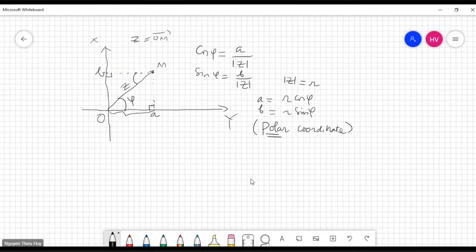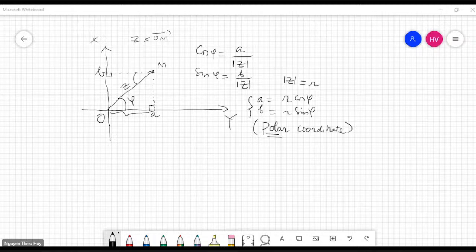So every time you change to this kind of coordinates, A is R multiplied by cos phi, B is R multiplied by sine phi. This is called polar coordinates. If you haven't learned this, you will learn it later in calculus 1. So this explains why we call this the polar form, because it is related to polar coordinates.